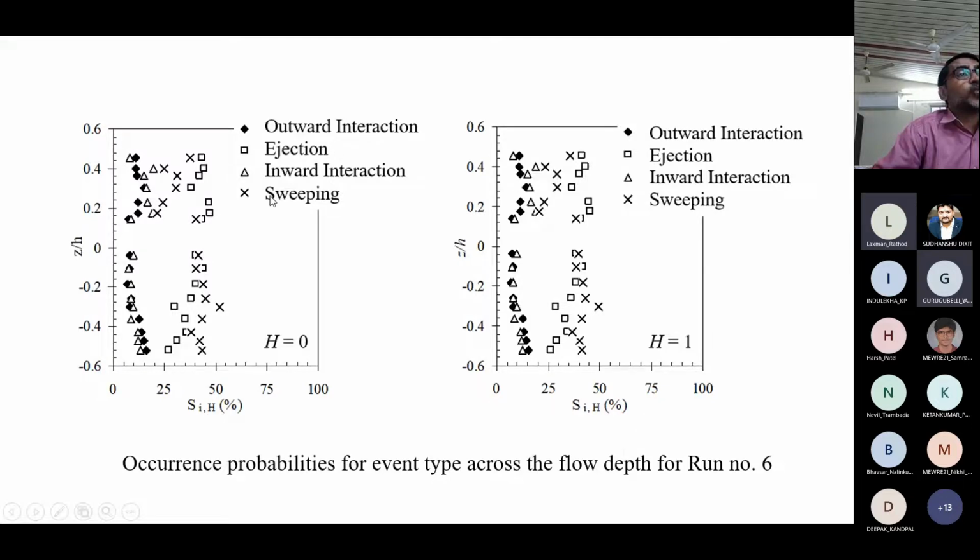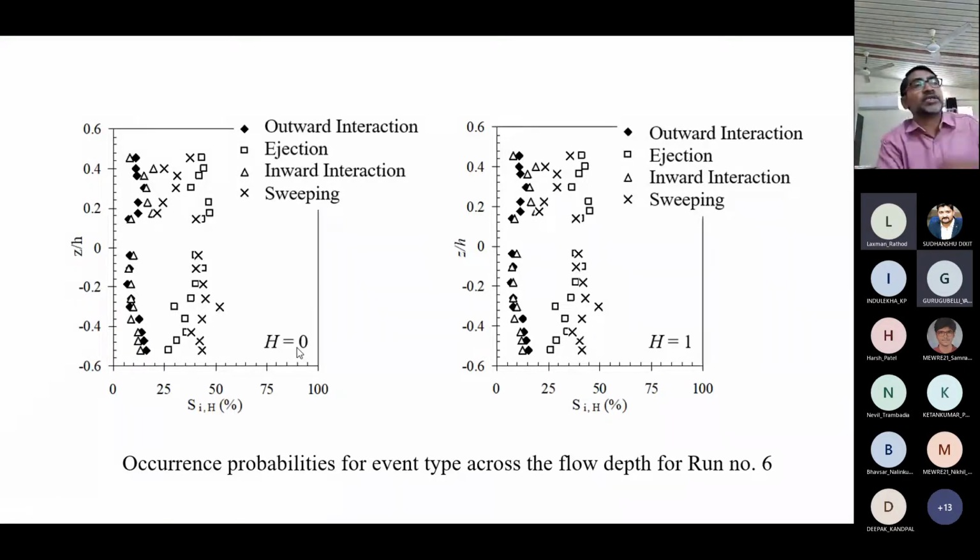You can see the sweeping and ejection, this 2 cross and this square. These have the maximum value. You can see where outward interaction and inward interaction have minimum value, from 0 to around 15, and this is for h equals to 0, which you did in the morning.